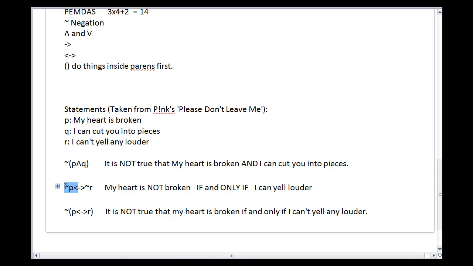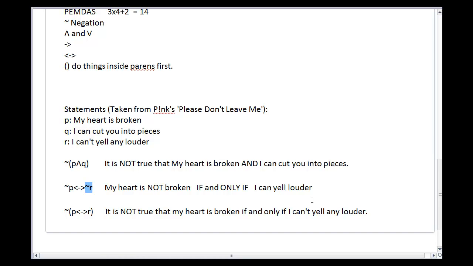Again, here is my biconditional going on, so I know I'm going to have if and only if in the middle connecting everything. And on either side of it, I've got not P and not R. P is the statement my heart is broken, which means not P is my heart is not broken. R says I can't yell any louder. That means not R is I can't not yell any louder, which in English, since we don't do double negatives, means I can yell louder.